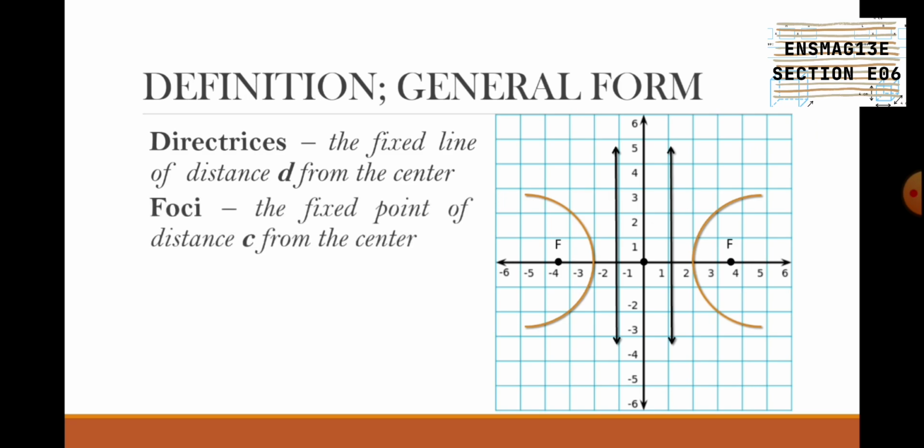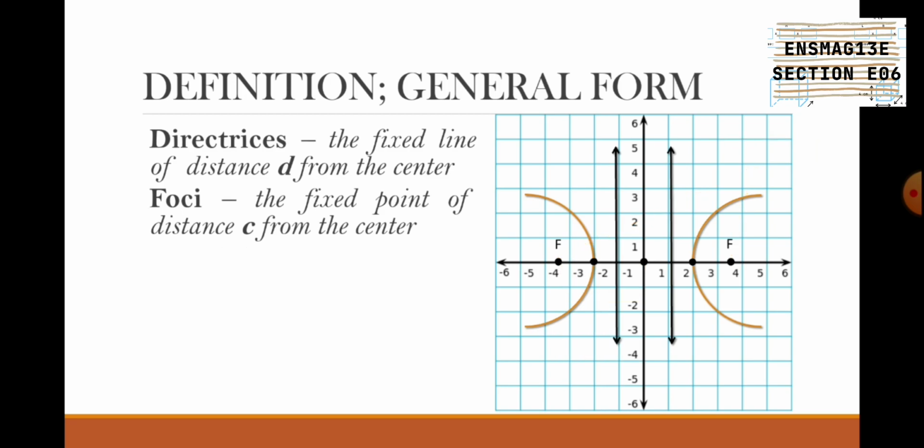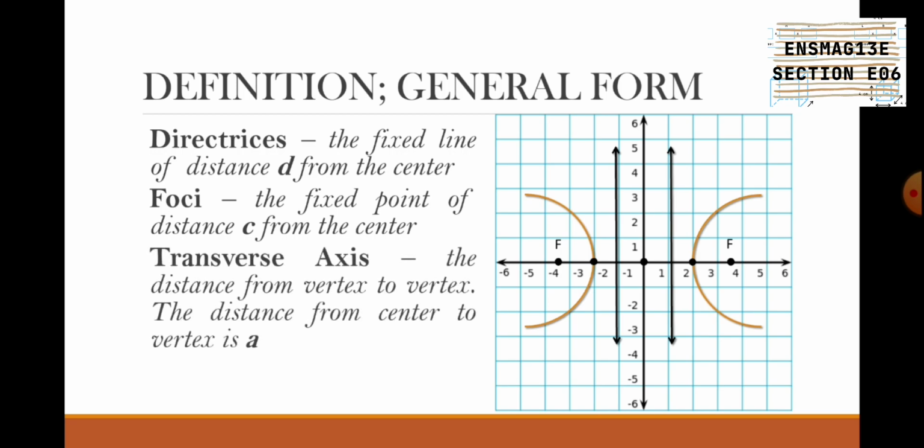Foci. These are the fixed points of distance c from the center. In our figure, it is referred to as the F. The distance from your F to the center is given by the symbol c. The transverse axis is the distance from vertex to vertex. The distance from the center to the vertex is a. Thus, the distance between your vertex to vertex is 2a.